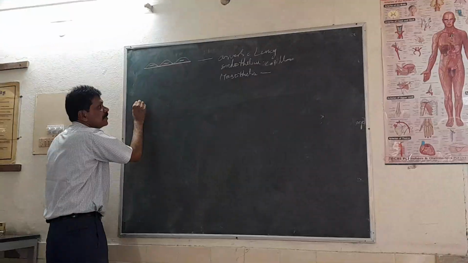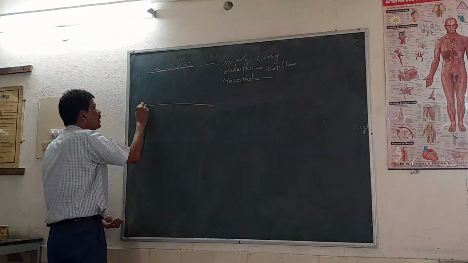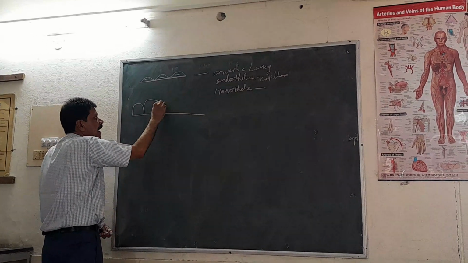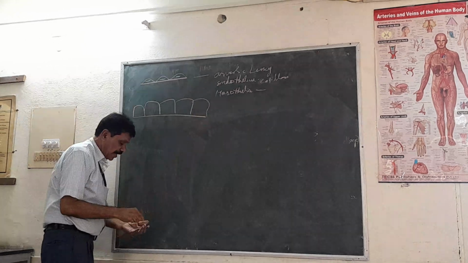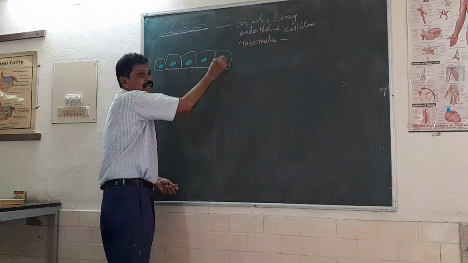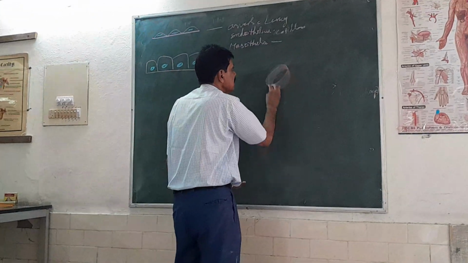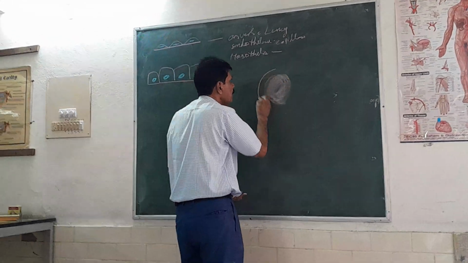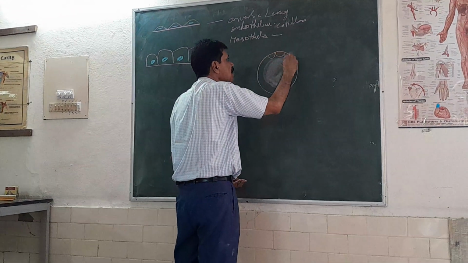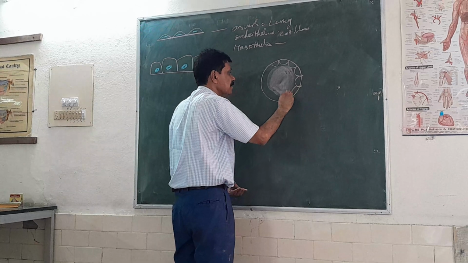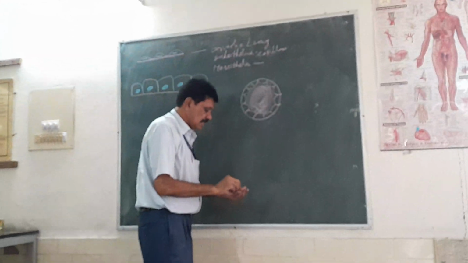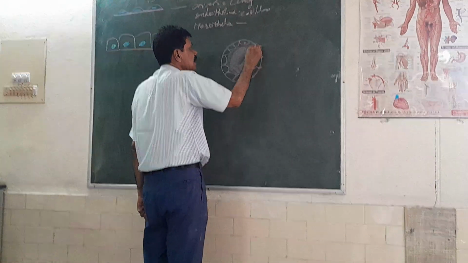Then simple cuboidal epithelium. It is like this, and the length and breadth of the cell are the same. The epithelium in alveoli is squamous, but where is this epithelium? The thyroid gland, the best example. Suppose this is the thyroid gland. This is the thyroid follicle. I explained many times that these thyroid follicles consist of cuboidal epithelium, and the nucleus is like this.